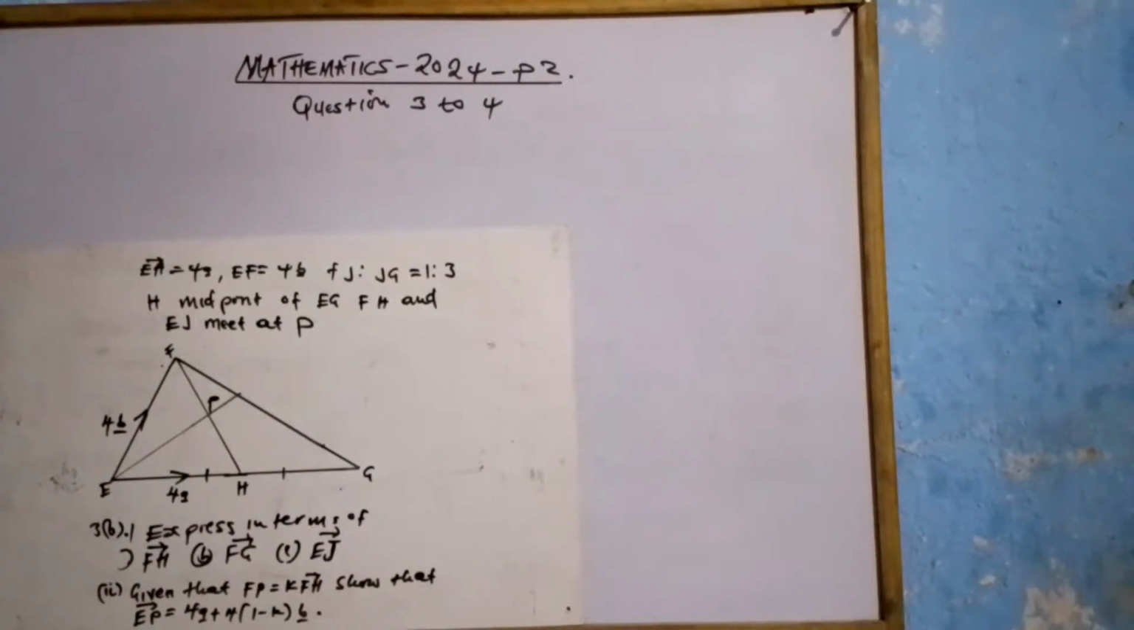Today's video we are looking at Mathematics 2024 Paper 2, and we'll be answering question 3 to question 4. Question 3 will start from vectors. The flowchart I'll answer in the next video, but for this video we'll start from vectors and end at the geometric progression. This is 2024 Paper 2.